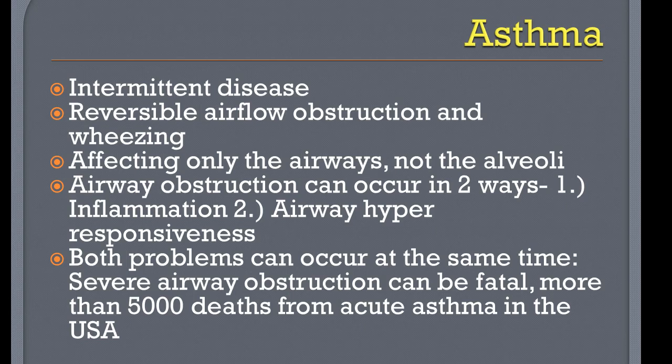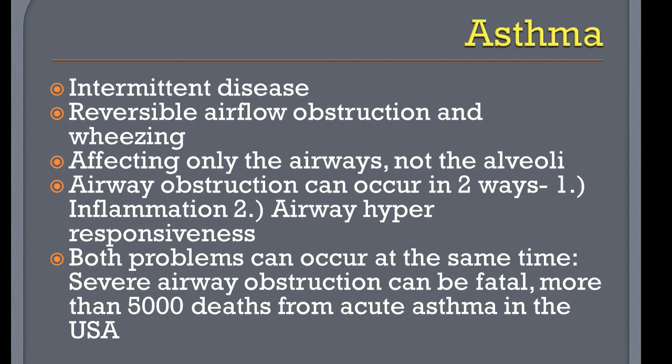The two types of conditions that occur are the inflammation and the airway hyperresponsiveness. And as I said before, both problems can occur at the same time. And I just want to also say that even though we have better medications and better ways in which we can help people control their asthma, not having as many attacks, it still is a very serious respiratory disease. And there are still people dying every year from the severe obstruction that it can cause.